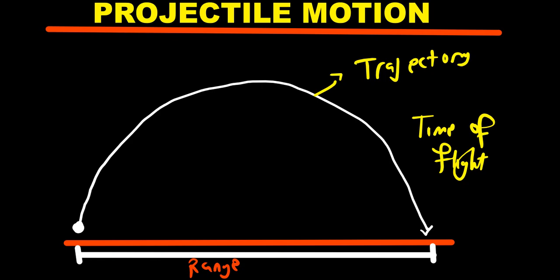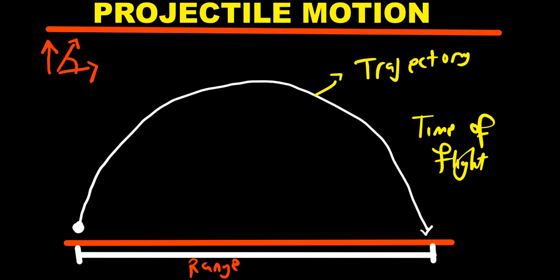So for a projectile motion, it will be moving both in the y direction and in the x direction, unlike linear motion, which just moves in a straight line. Then it is going to be projected at a certain velocity, and it will make an angle.